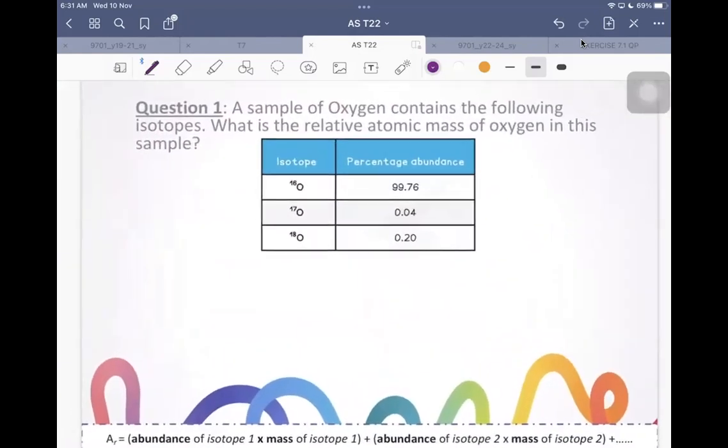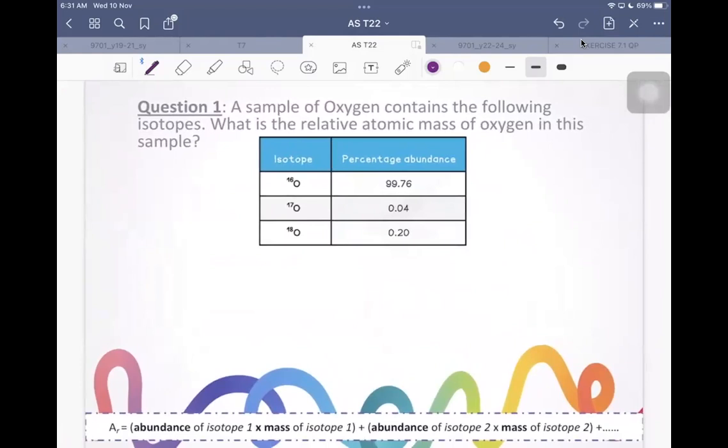So let's see oxygen. There are actually 3 isotopes of oxygen: oxygen 16, oxygen 17, and oxygen 18. Now, which one is the most common one? You look at the percentage abundance, okay? That's why we are only familiar with oxygen 16, but actually there can be oxygen 17 and 18 as well. It's just that they're present at a very, very low amount.